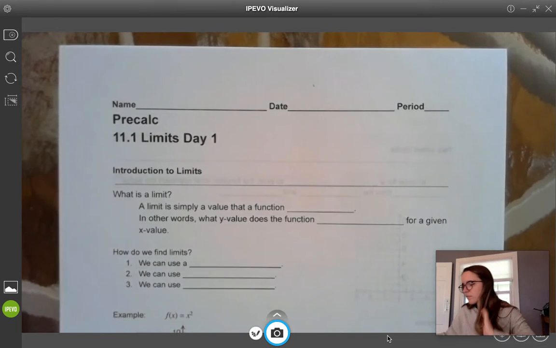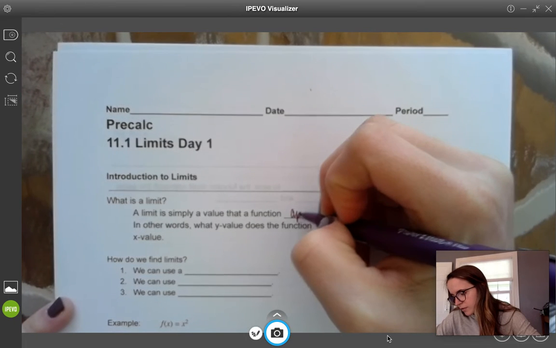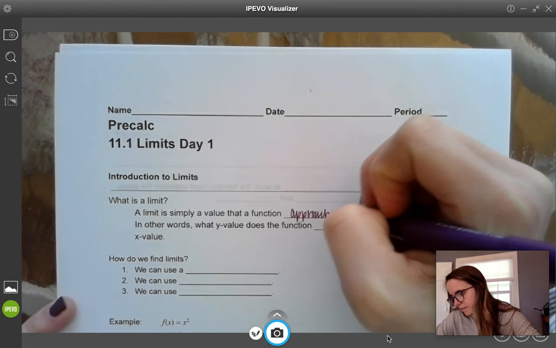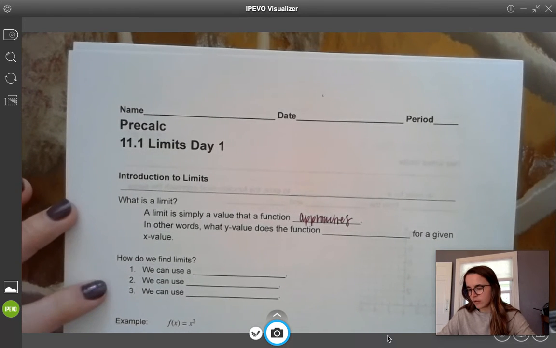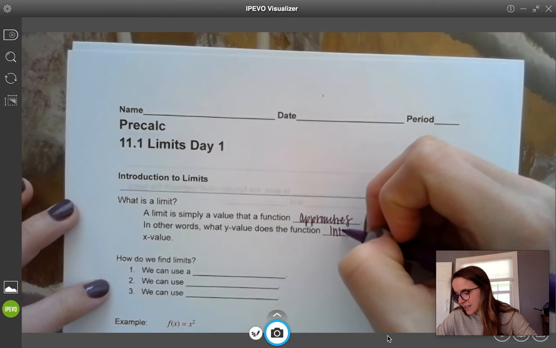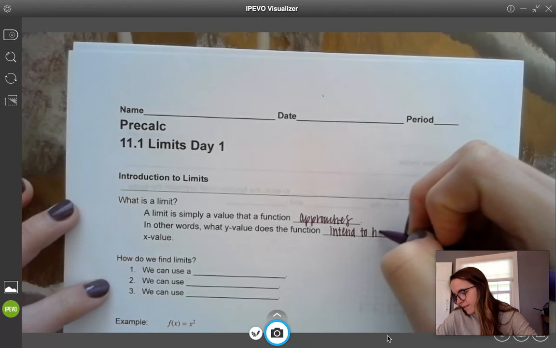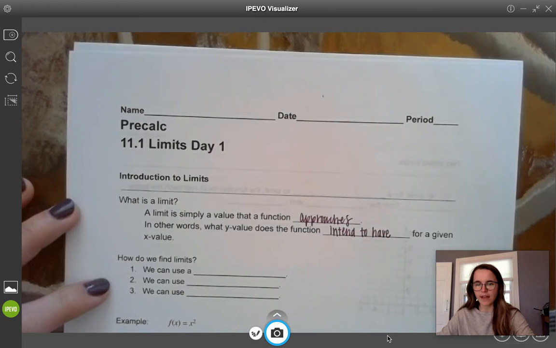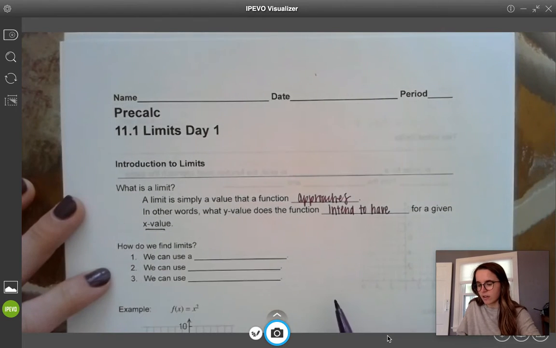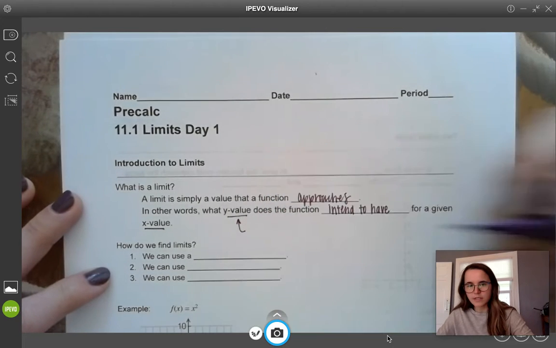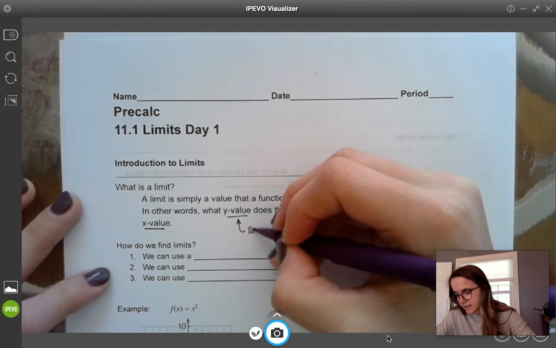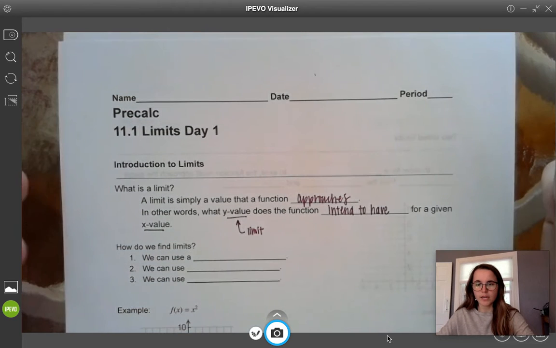All right. So first, let's define what a limit is. A limit is simply a value that a function approaches. In other words, it's asking what y value does the function intend to have, the keyword there is intend, for a given x value. So it's going to give us an x value, and then we're going to figure out what y value we're going to get. And so this right here, the y value, is what the limit is approaching.